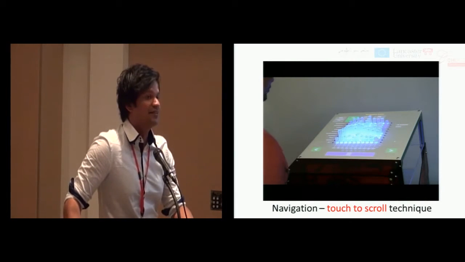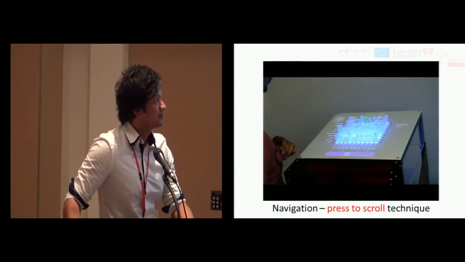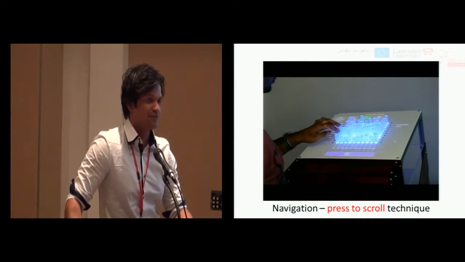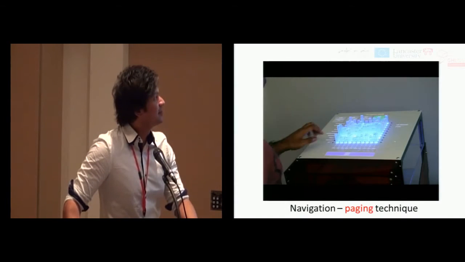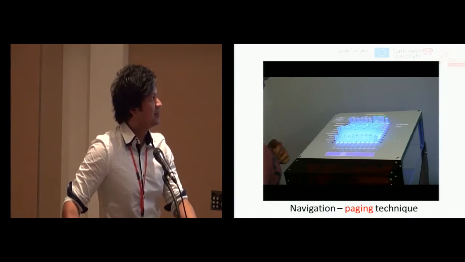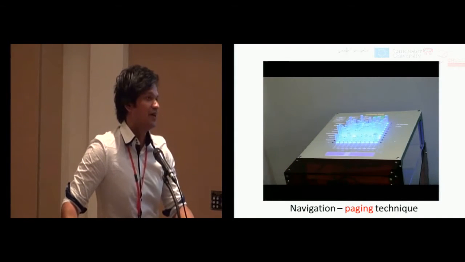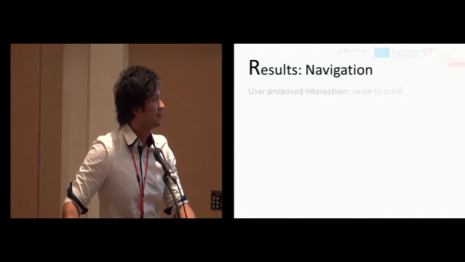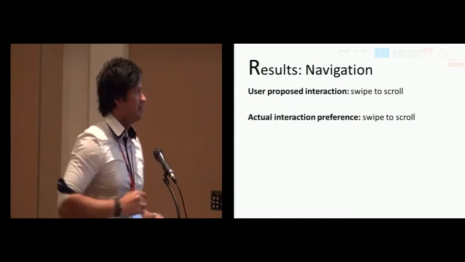Next we looked at a more fine-grained technique where projected buttons could be used to shift rows left and right, by one row. Next, a more physical technique where you press on the actual bars to shift the rows left and right. And finally, a paging technique where the rows shift by order of 10. So basically, 10 rows move in order to page.